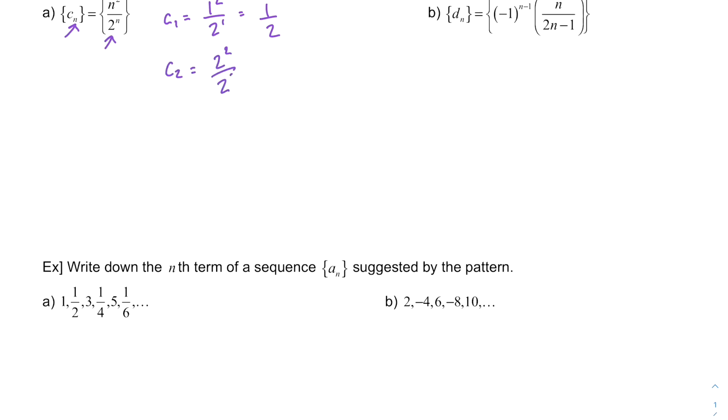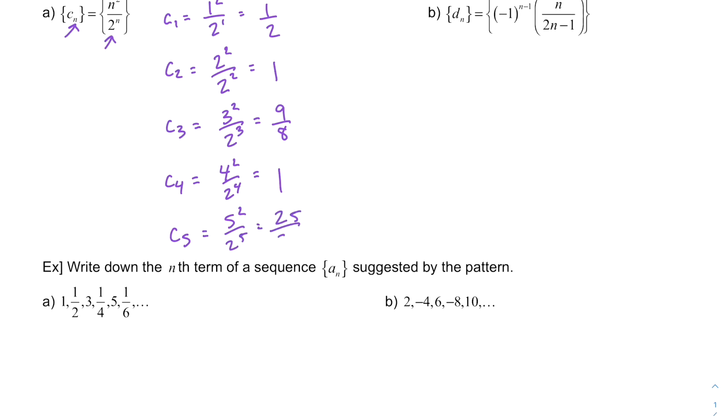So the second term would be 2 squared over 2 squared, which would be 1. The third term is 3 squared over 2 cubed, so that would be 9/8. Keep this going. The fourth term would be 4 squared over 2 to the fourth, which would be 1. And then the fifth term would be 5 squared over 2 to the fifth, which is 25 over 32. So all you're doing is inputting the index, right, which number term that you want to find, and replacing n.